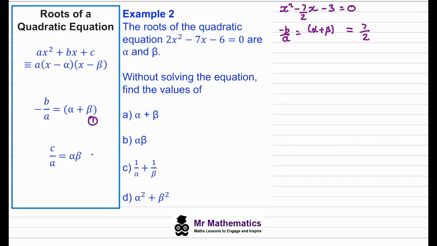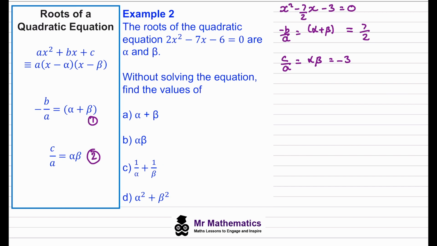Looking at our second equation, we have c over a is equal to alpha beta. And the c over a was the negative 6 divided by 2, which gave us the negative 3. So this will be negative 3. So now we can use these two, alpha plus beta is 7 over 2, and alpha beta equals negative 3, to work out parts C and D.